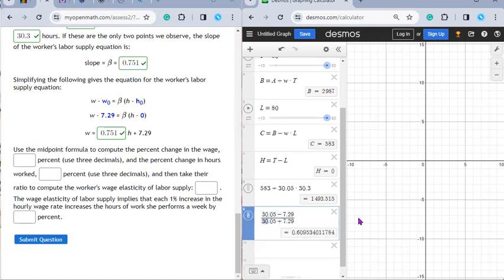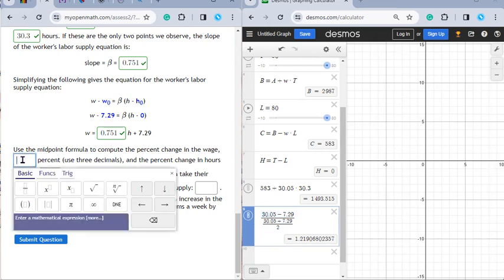Okay, so we're going to add the two together, and we're going to divide by 2, right? So down here is the average wage, the midpoint of the two wages. And that's the change in the wage. So the percent change in the wages using the midpoint formula is 1.219.